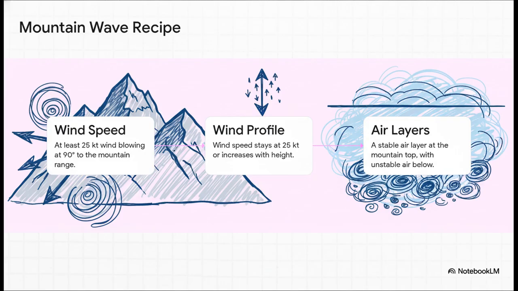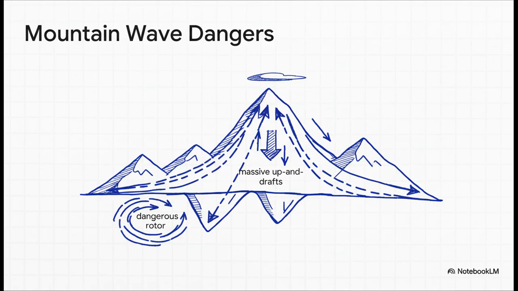And finally, you need a layer of stable air right around the mountain's peak, which acts like a lid, trapping the energy. This is exactly why pilots have a ton of respect for mountain waves. We're talking about massive up and down drafts that can literally pull a plane down faster than it can climb. And here's the really scary part. If the air is dry, the wave can be completely invisible. It can also create these dangerous rolling pockets of air called rotors down low.